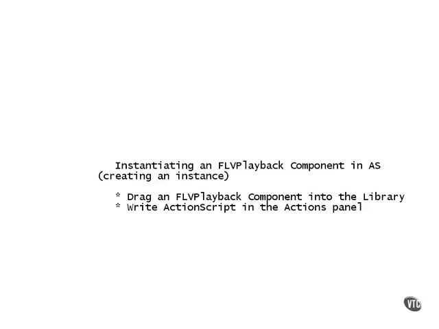In this tutorial, we're going to be instantiating an FLVPlayback component using ActionScript. That is, we're going to be creating an instance of the component on the stage using ActionScript. And this is a two-step procedure. First, you drag an FLVPlayback component into the library, and then you write the ActionScript in the Actions panel.